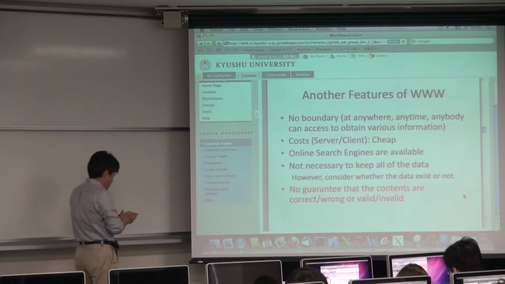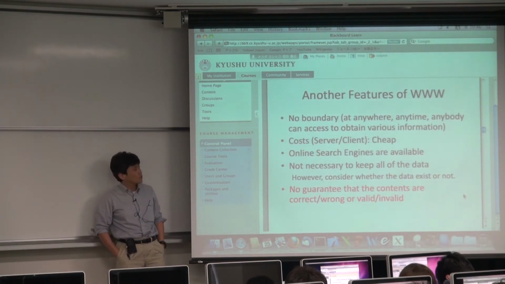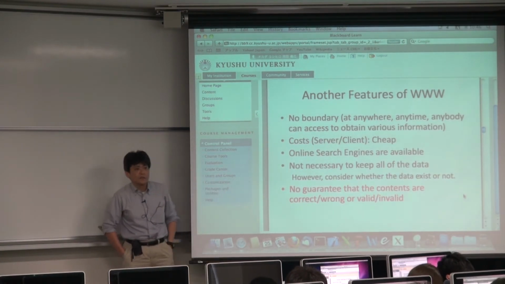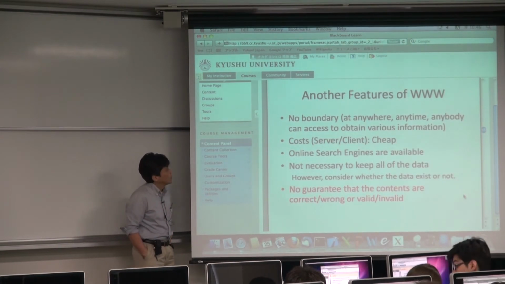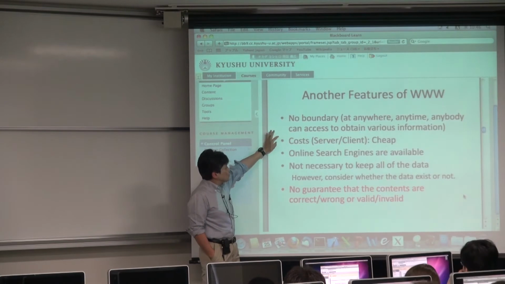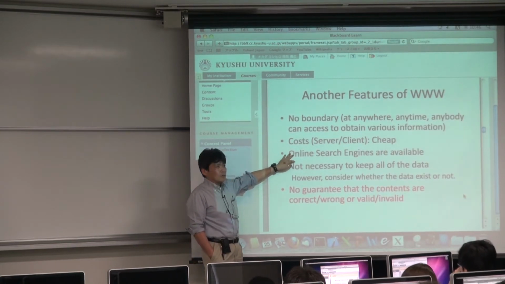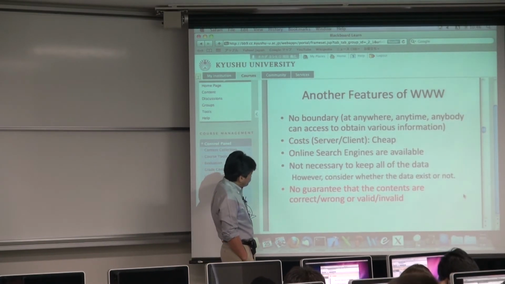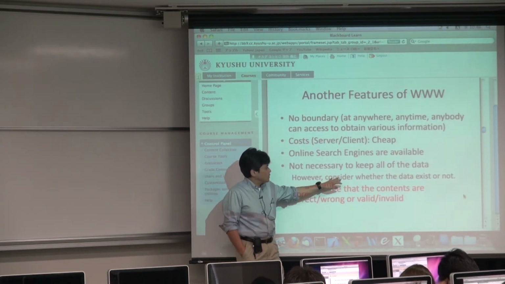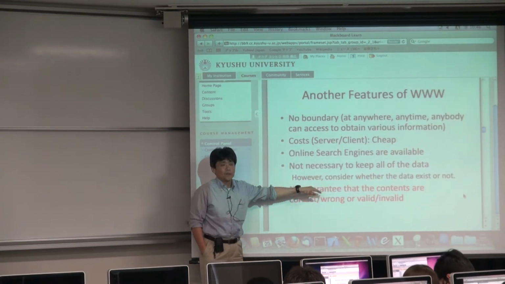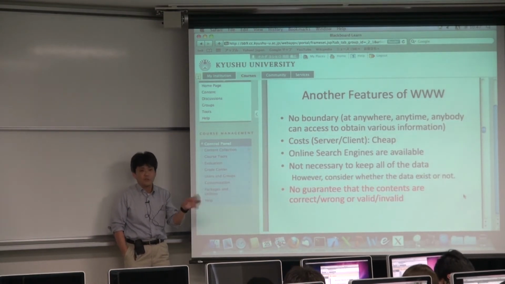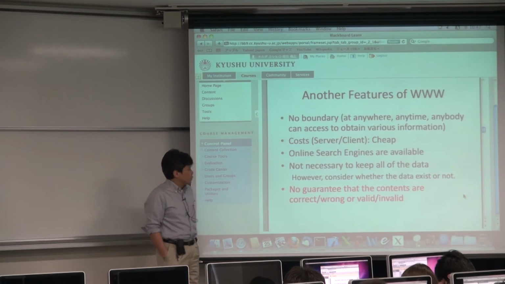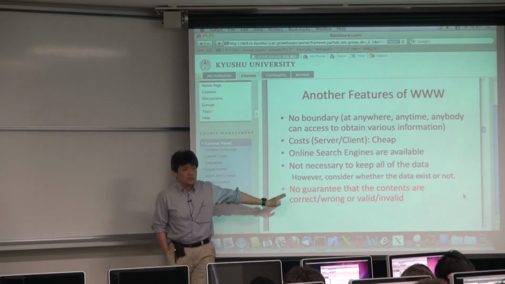Okay. So the World Wide Web is available on the internet, so its features are almost the same as the basic features of the internet: no boundary, very cheap cost, and online search engines available, for example Google search and Yahoo and so on. As I explained, you always have to consider whether the data exists or not. The home pages are constantly updated and deleted. Okay. So there is no guarantee that the contents exist.